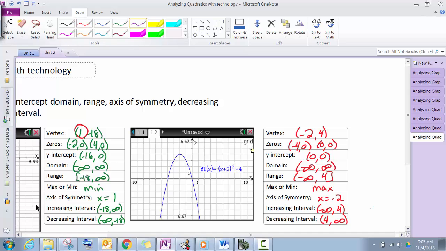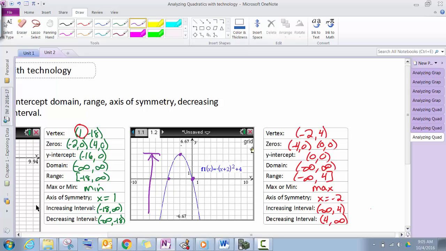Alright, so now we're looking at this one. We have a vertex at (-2, 4), zeros at (-4, 0) and (0, 0). And our y-intercept is (0, 0) as well. The domain is -infinity to infinity. The range is -infinity to 4 because it goes up to 4. It is a maximum, which is why we have -infinity to 4 instead of 4 to -infinity.